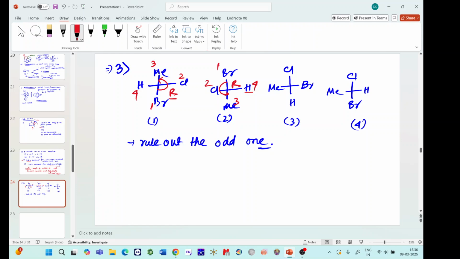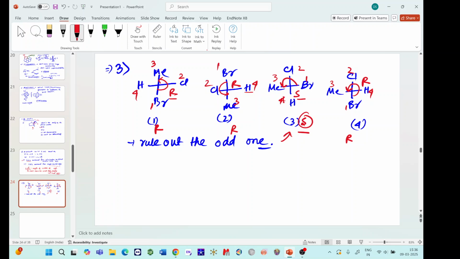What is for this one? 1, 2, 3, 4. So hydrogen is already in the vertical position, so we don't need to change. So this looks like S, right? Then for this one, 4, this is 1, 2, 3. This looks like S, but it will be R. So you can see 1 is R, 2 is R, 4 is R, but 3 is S. So it is different. So the right answer will be 3.